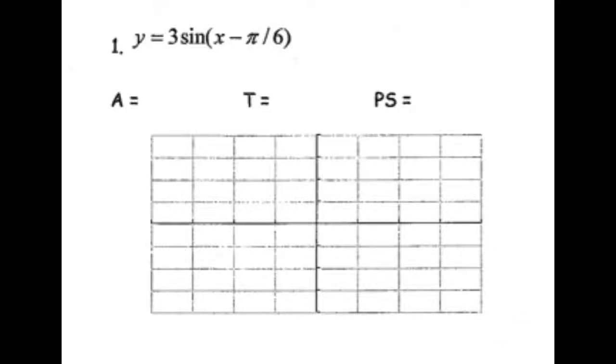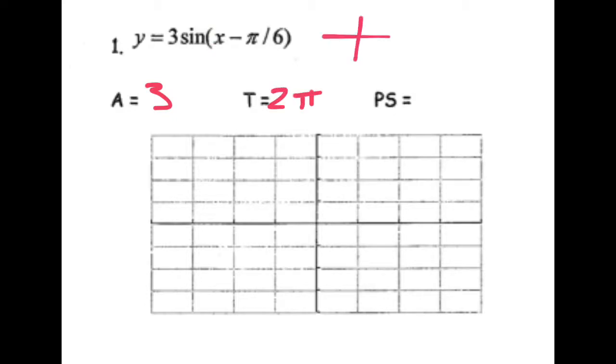Alright, so sine and cosine graphing worksheet. Problem number 1. Let's graph 3 sine of x minus pi over 6. So in order to do that, we need to think of what we have. We have an amplitude of 3. We don't have any coefficient in front of the x there, so the period is the normal 2 pi period.